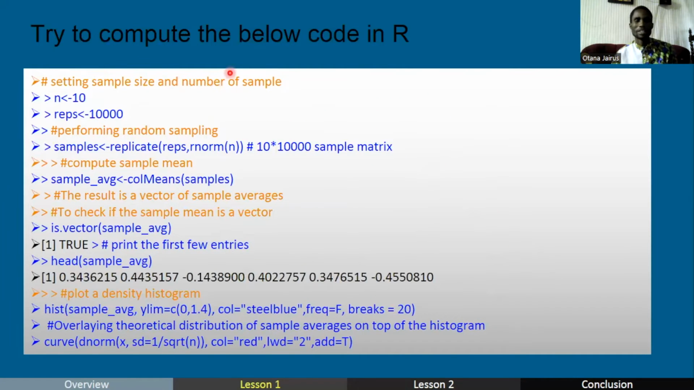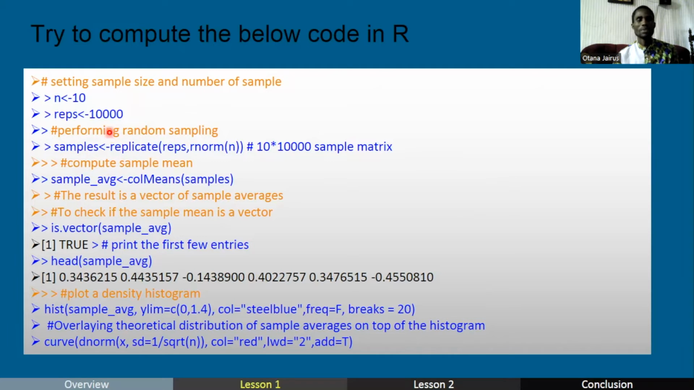Just take your time and try to write this code down, because we want to do it practically so that we can have a view of how we can compute it using R. We have said that n is the sample size. So our sample size here, we assume it is 10. And the number of samples to be drawn is 10,000, okay? 10,000.